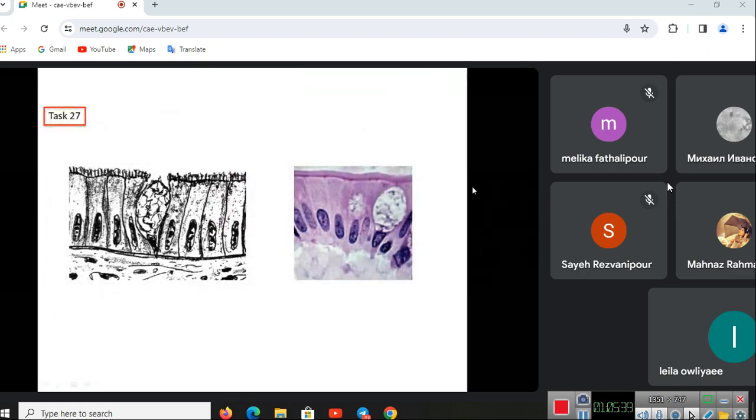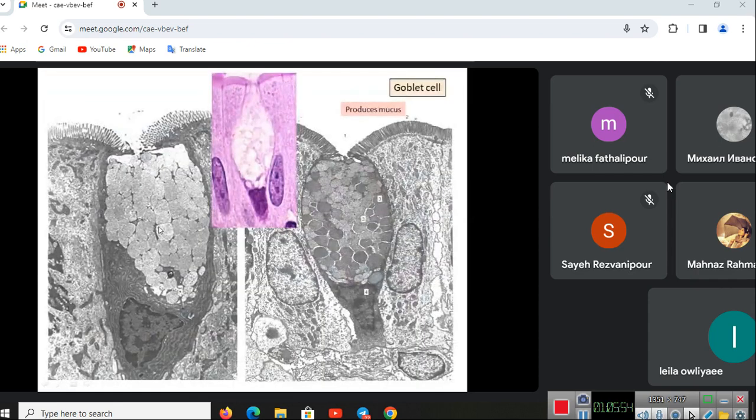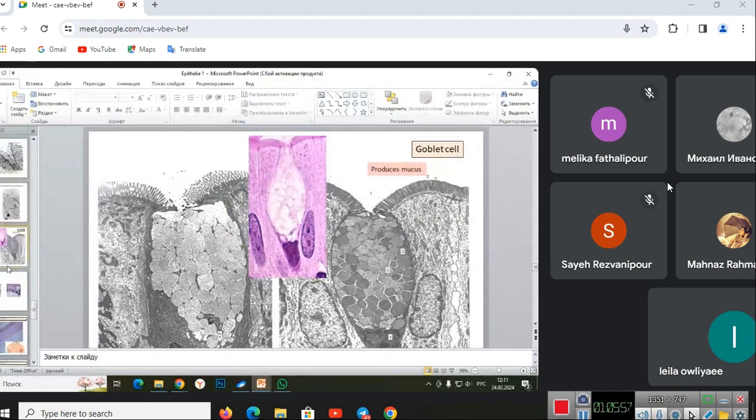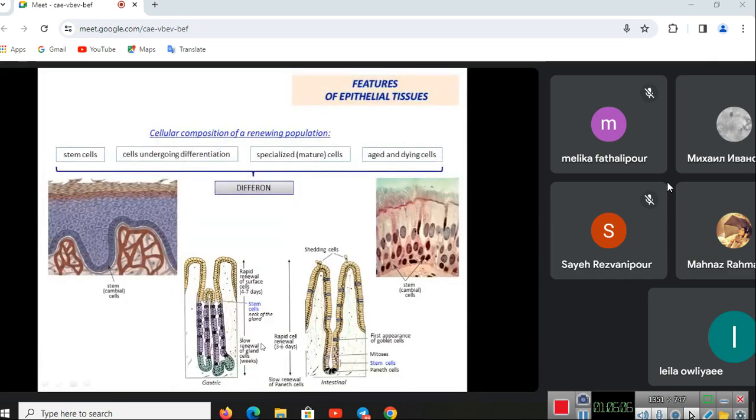So in your task 27, you should draw such epithelium of intestine, which includes two cell types, the cells with microvilli and a goblet cell. And also, what should you know? Where the stem cells are located. Once again, we should go here and look at the diagram in the bottom right.